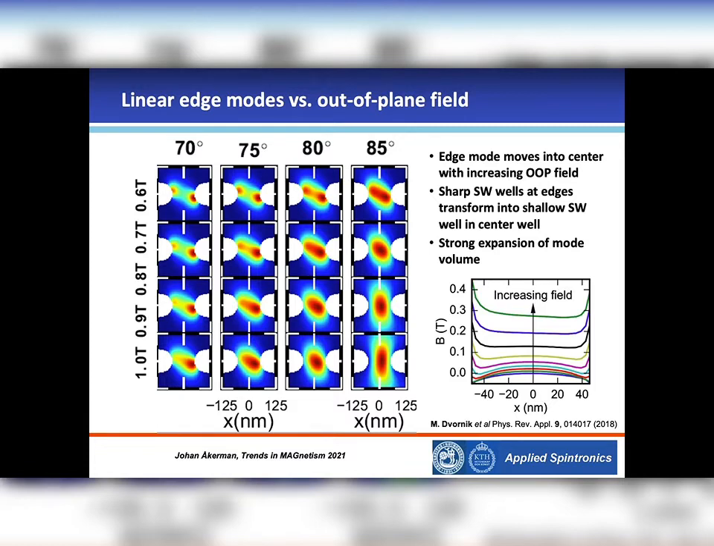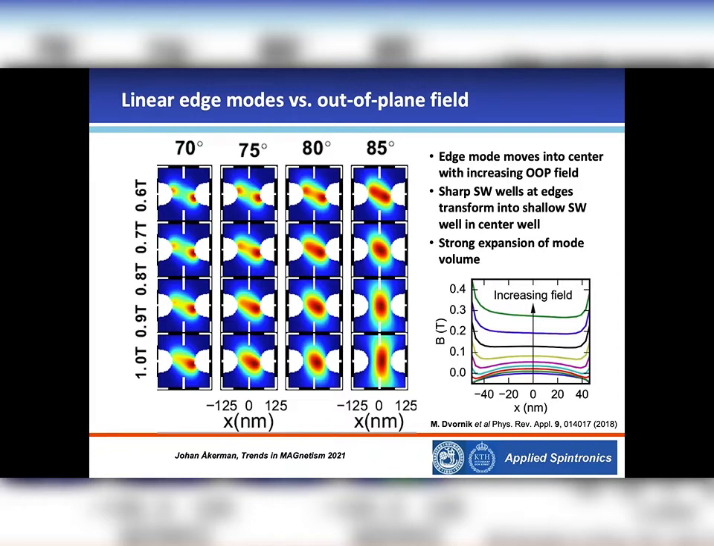So what you see here in the simulated work by Mikola Dvornik is that if you are at 70 degrees out of plane angle and 0.6 Tesla, you more or less have the same edge-like modes as you have in the in-plane case. But if you move towards the bottom right of this matrix, which is where you definitely pull the magnetization out of plane, you will get a different type of mode. And this is a consequence of the sharp spin wave wells at the edges transforming into a much more shallow spin wave well in the center.